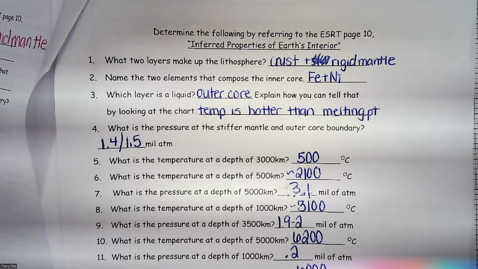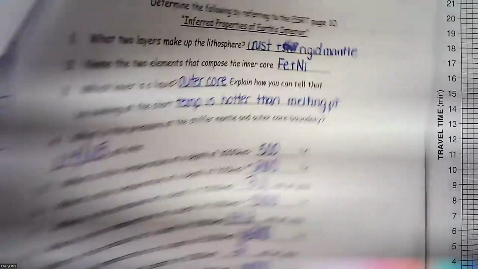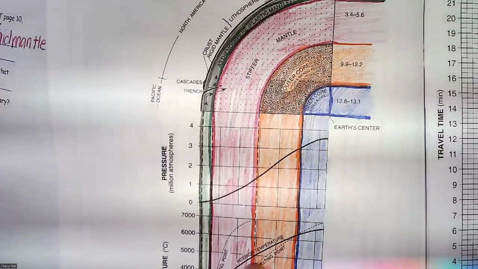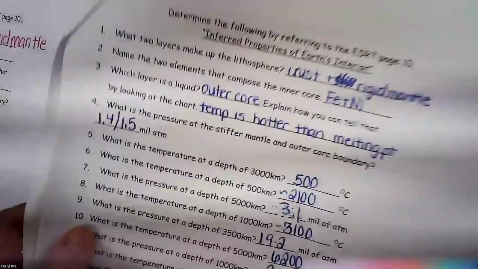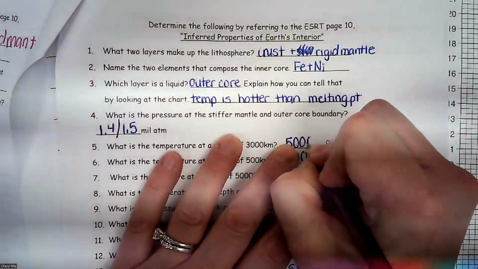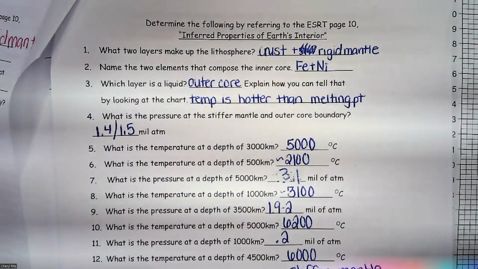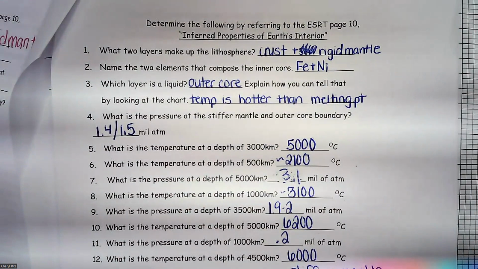Number 5, a temperature at a depth of 3,000 is 500. What? What's 5,000? Oh, did I just literally not include a 0? Yeah, that's bad. A temperature at a depth of 3,000 is never down that cold. So that's clearly 5,000. Even though that was an honest mistake, it makes it very wrong. So you can't make a mistake like I just did. You have to include all your zeros.